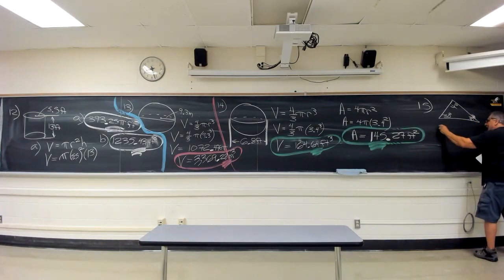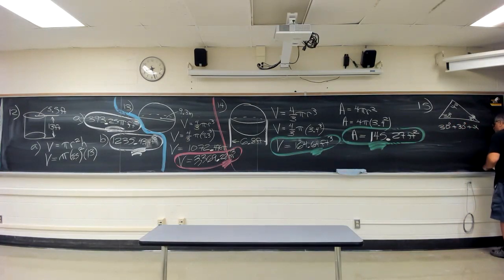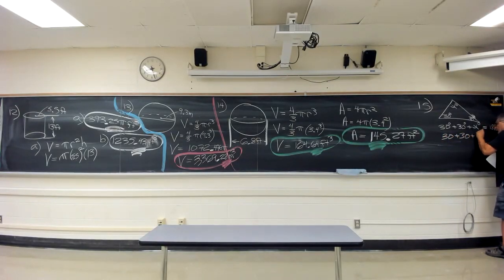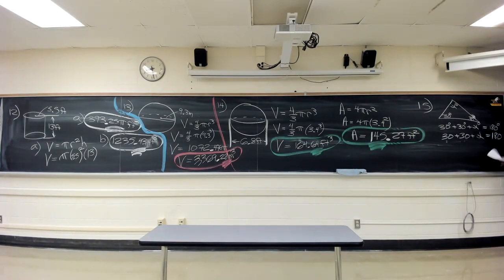We know that the 30-degree angle, the other 30-degree angle, and the x number of degrees all have to add up to 180 degrees. So 30 plus 30 plus x is 180. The sum of the angles of any triangle, doesn't have to be a right triangle, any triangle, has to be 180 degrees. You add these together, you get 60. Subtract 60 on each side.